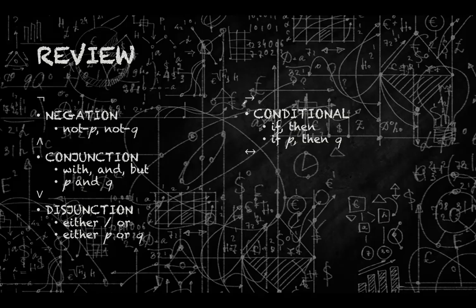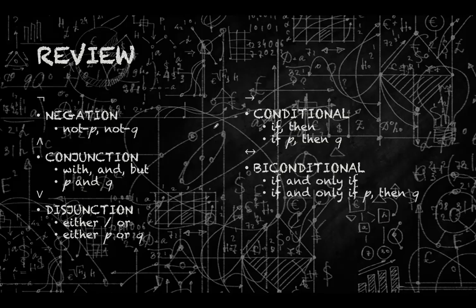So remember, this one was conditional, so what's this one? Biconditional. Right? So bi just meaning two, right? Biconditional. All right. And what does it mean, Lucy? If and only if P, then Q. Yeah, if and only if P then Q. So it basically combines if P then Q and if Q then P.